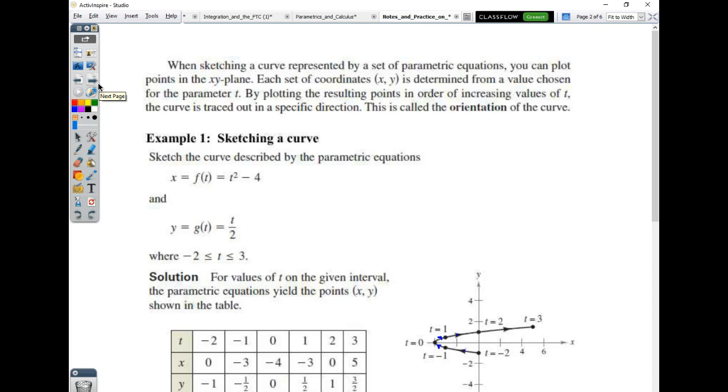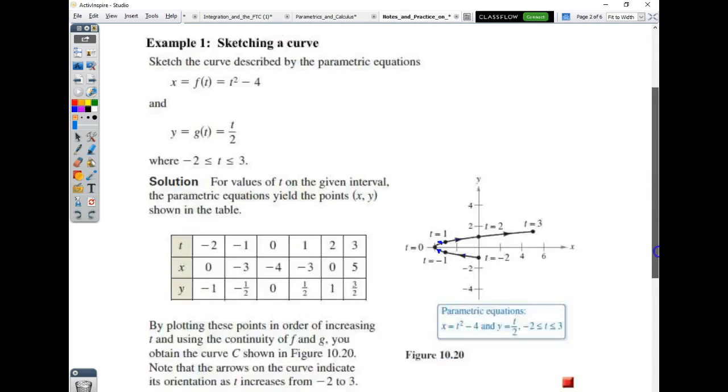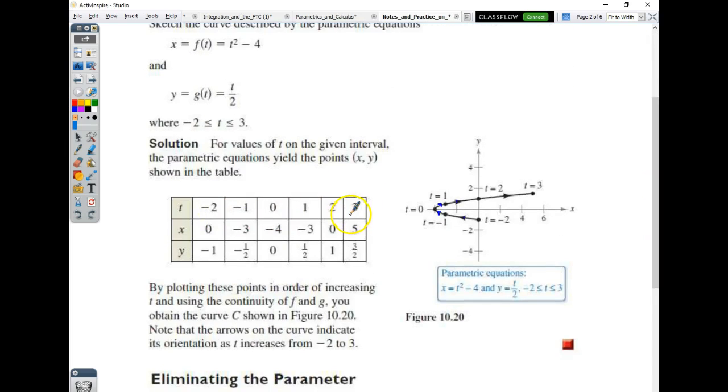So, example one, how on earth do you sketch one of these curves? Remember that we're looking at x and y as two separate functions with respect to t. So I need to see what all the x values are at specific t's and what all of the y values are at those specific t's. So we come up with a table of t values and evaluate the x's and y's at each one of those t values, and each one of these combinations is its own point. So you can see we have the points (0, -1), (-3, -1/2), (-4, 0), (-3, 1/2). So all we do is come up with this table and create these points.